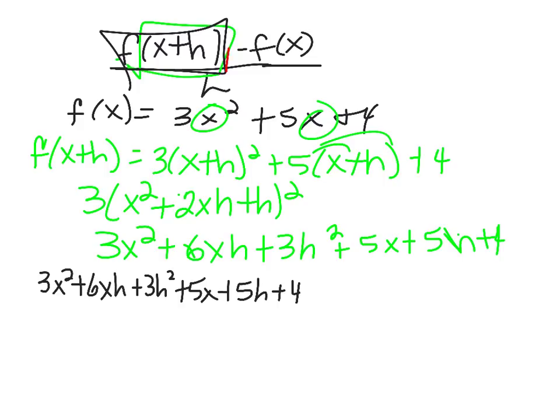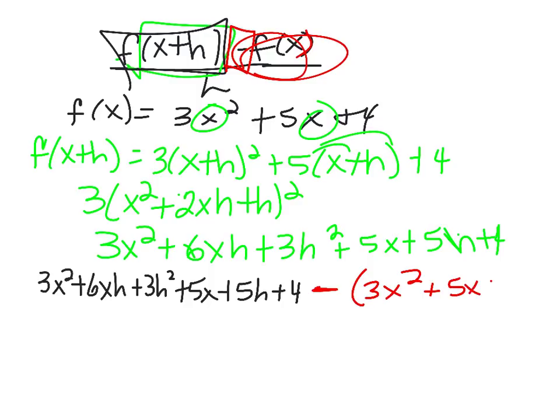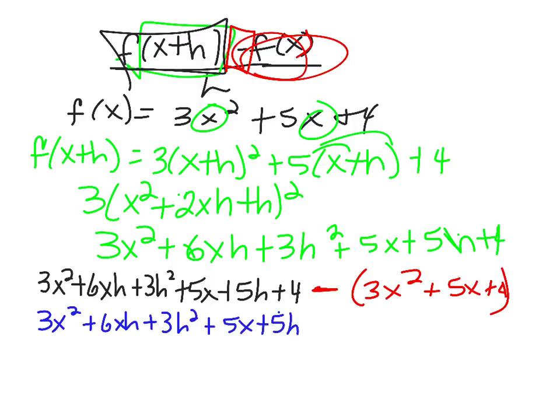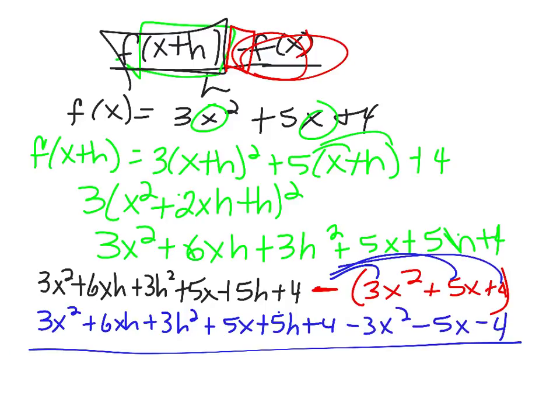Now I need minus this guy here, my f of x. My f of x is, I use parentheses because it's a trinomial, which is 3x squared plus 5x plus 4. So you're going to distribute the 3. I'm just rewriting: 3x squared plus 6xh plus 3h squared plus 5x plus 5h plus 4. Distribute the negative. Minus 3x squared minus 5x minus 4 all over h.